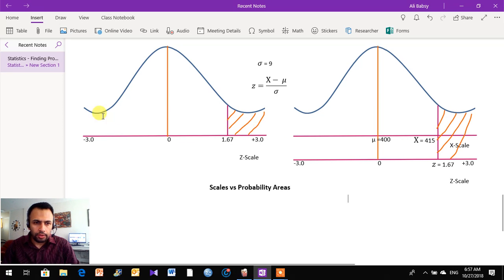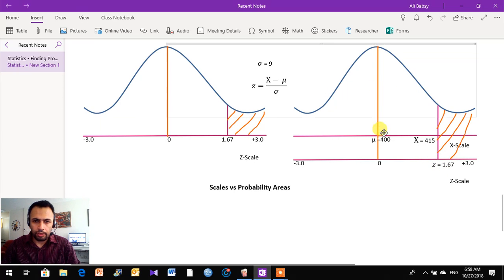So the area under the curve is between 0 to 1, but the values on the scale, on the z scale, are between minus 3 to plus 3. The central value is always transposed at 0. So this is the central value transposed at 0. X transposed as 1.67, and these values help us determine the area under the curve.